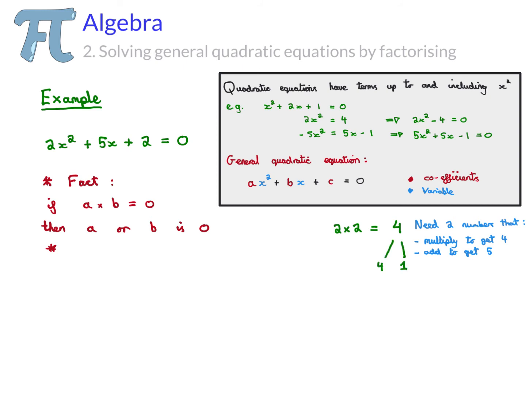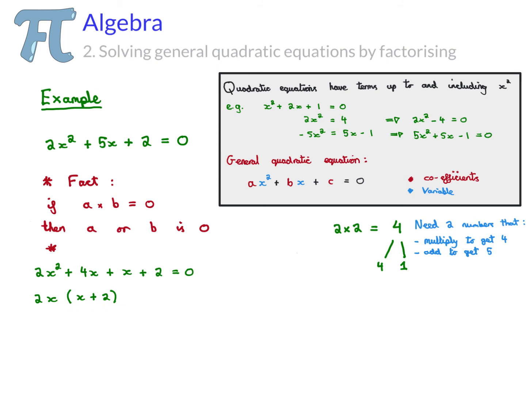We now rewrite our original equation by splitting the middle term into the sum of two terms, with these new numbers as their coefficients. In our case, we write 5x as 4x plus 1x. Now we have 4 terms in our equation. We're going to look at the first two and factorise out the largest factor we can find. 2x goes into both 2x squared and 4x, and the thing it multiplies by is x plus 2.